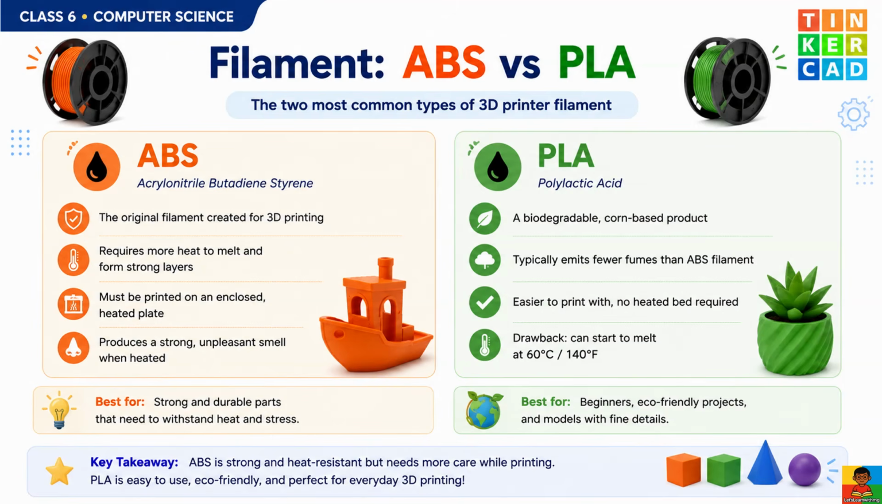PLA stands for polylactic acid. It is a biodegradable, corn-based product and typically emits fewer fumes than ABS filament. PLA is easier to print with and does not require a heated bed. Its drawback is that it can start to melt at 60 degrees Celsius or 140 degrees Fahrenheit.